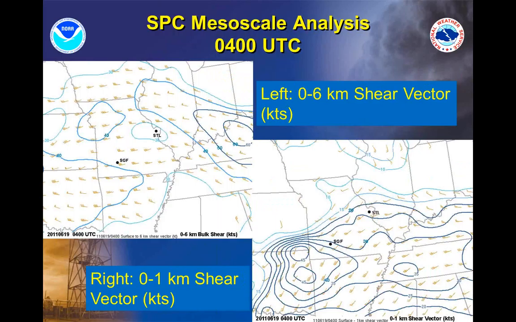These are some of the shear plots from the SPC Mesoanalysis page. First off, the left image, your 0 to 6 kilometer bulk shear vectors. Again, looking at anywhere from roughly 30 to 40 knots or so, enough there for definitely organized convection. Interestingly, looking at that right plot, you definitely see a gradient there with the 0 to 1 kilometer shear vector magnitudes, with the gradient running fairly close, just north of the Springfield area, but you've got the bullseye of stronger shear from northeast Oklahoma into northern Arkansas there.